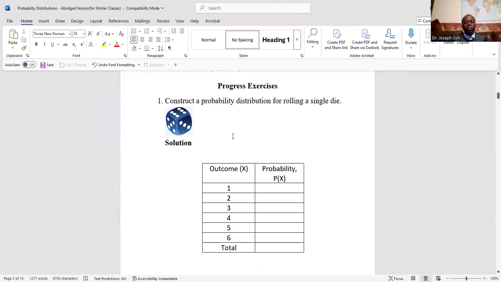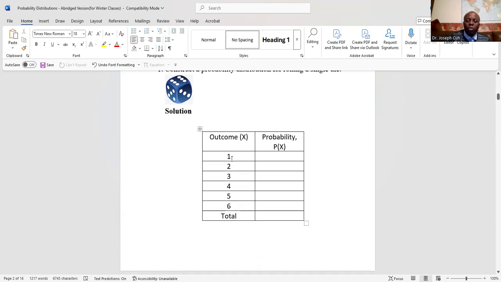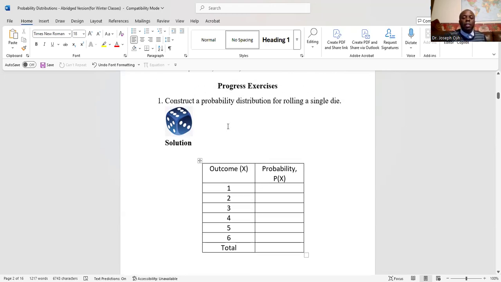Now, let's look at this question. It says, construct a probability distribution for rolling a single dice. You can see the dice right here. I can see the sides, 3 showing up or 6 showing up, or it can be 5 showing up, or 3, or 1. So I listed them here, 1 to 6, all the outcomes that we can observe by rolling the dice. Remember the question says, construct a probability distribution for rolling a single dice. A probability distribution simply means the values that a random variable can have and their corresponding probabilities.